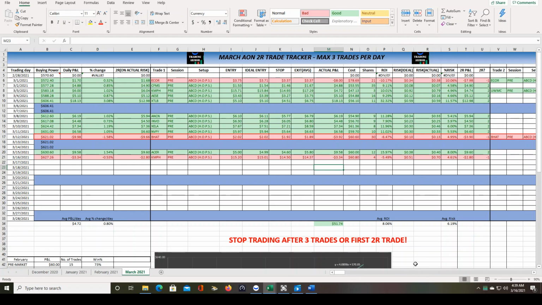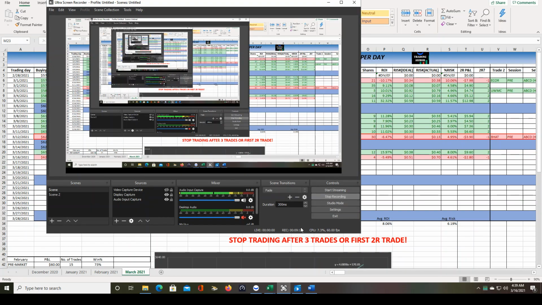Hopefully you guys learned something from this, and let me know if you have any questions about this. No matter what, always take your stop losses, honor your profit targets, and you should be green in the long run. Take care.